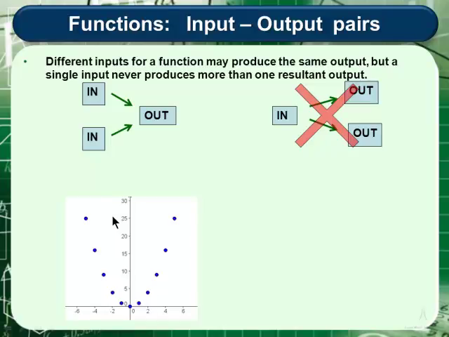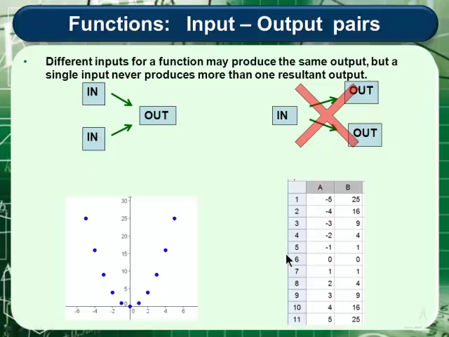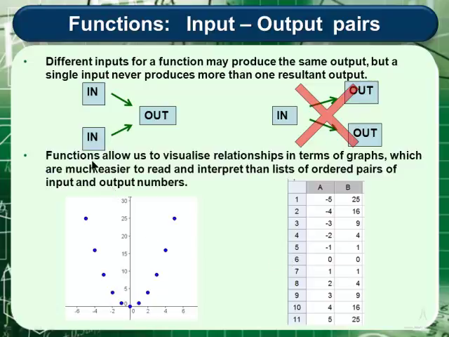Now we can represent functions in various ways. Here are two illustrations. Functions allow us to visualize the relationship in terms of graphs, which is very easy to read and to interpret, and a list of ordered pairs or a table of input and output numbers. As we move on, we will consider various ways of modeling a particular function.